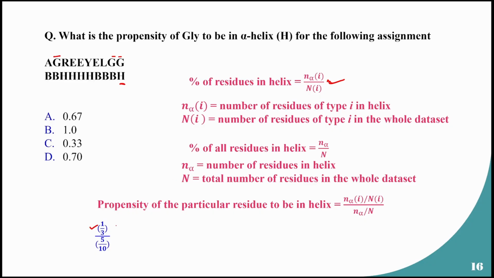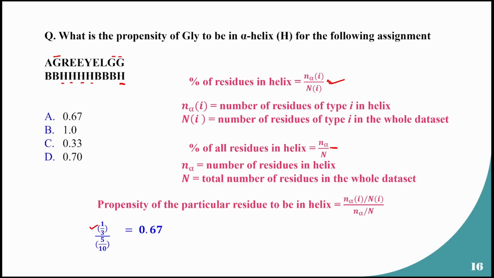And then on the whole residues part, this particular value: out of all of the residues, how many do we have? 1, 2, 3, 4, 10 residues we have, right? So out of 10 residues, how many of them are in helix? How many helical secondary structure assignments have we got? So 1, 2, 3, 4, and this one is 5. This should be 5 by 10, right? 1 by 3 divided by 5 by 10. And overall, this should give you an answer of 0.67.